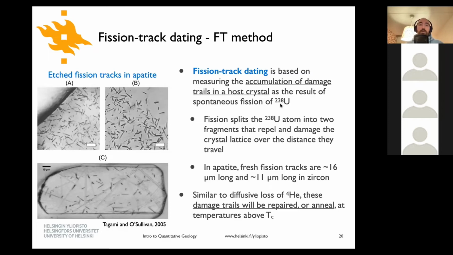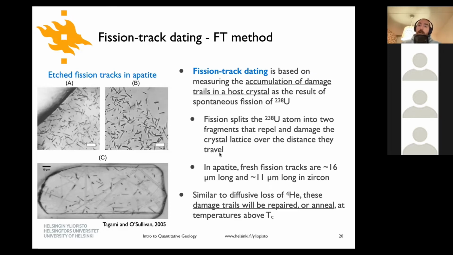And those damage trails can be carefully enlarged and made visible so that we can see them under a microscope, and then we can simply calculate the density of these damage trails to come up with an age for this method. This is something that's been done for a little bit longer than the helium-based methods, because essentially you could do this under a microscope with less need for an extremely precise mass spectrometer, which is one thing that uranium, thorium, helium dating needs.